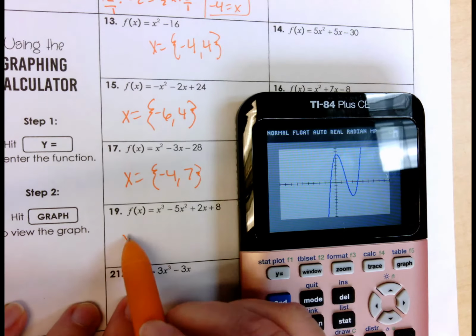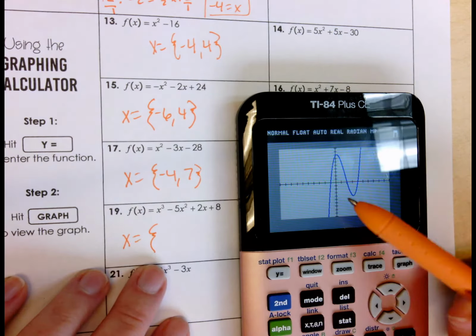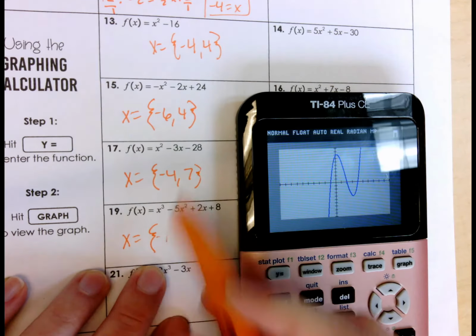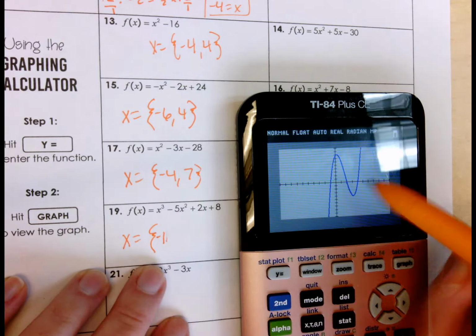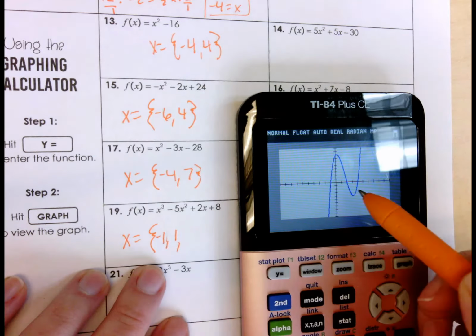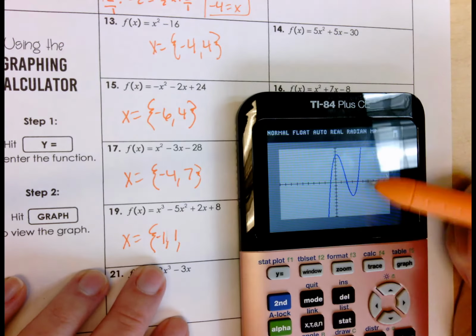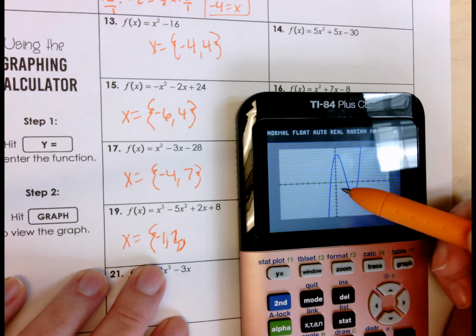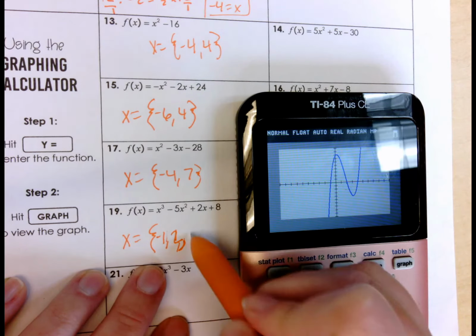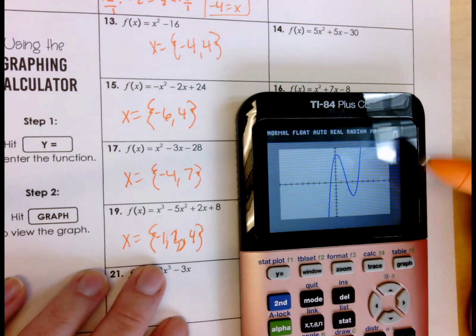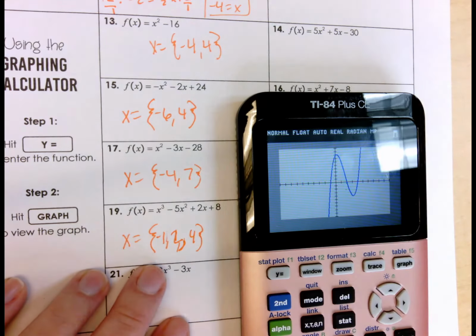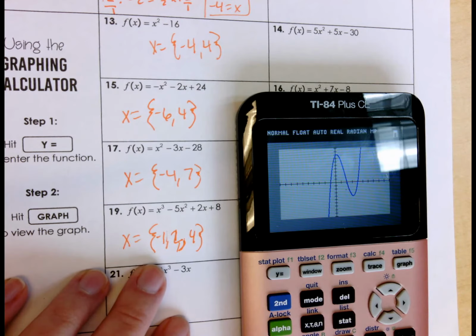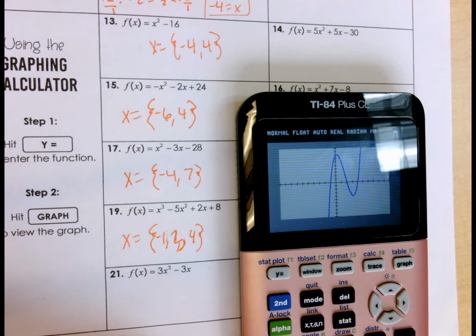And I'm going to have 3 places where it crosses this time. So I have a negative 1, and I have a positive 2, I miscounted. So negative 1, positive 2, and positive 4. Okay, and that's where I have each of those points crossing the x-axis. So negative 1, 2, and 4.